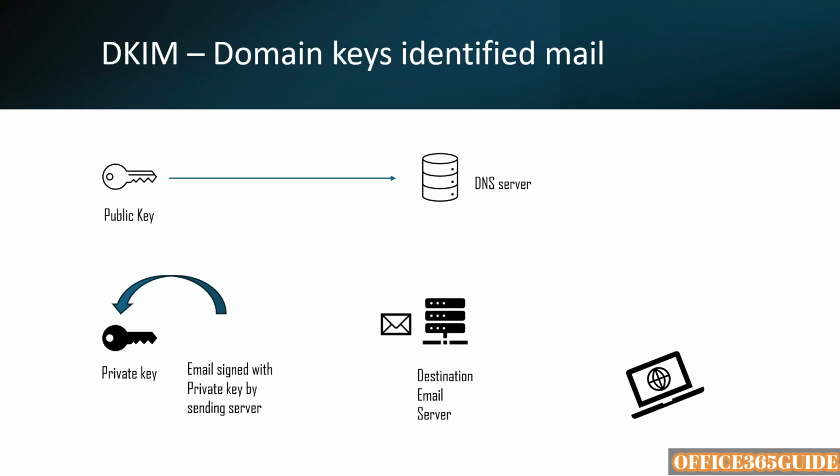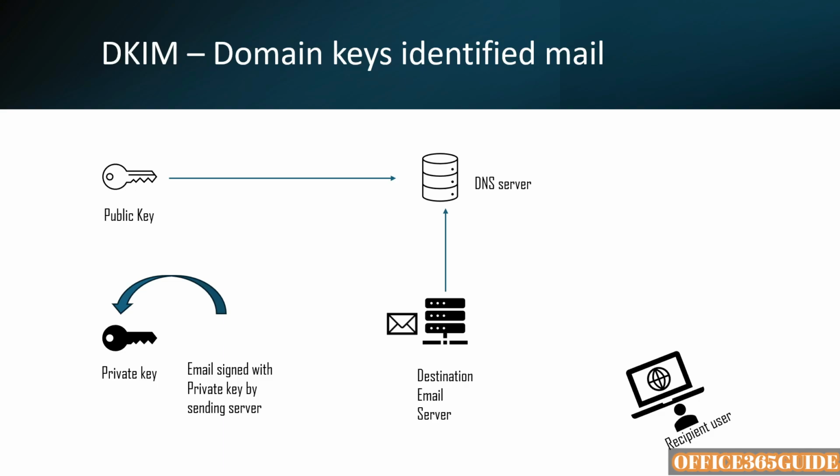When the destination server receives that email, it performs a DKIM check. In other words, it checks for a public key which can verify the signature. Since the private key is not exposed anywhere else and only the public key is, and the public key can verify the signature. When the signature is verified, you will say that DKIM is passed.